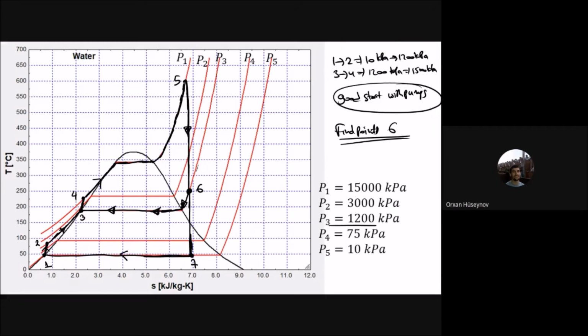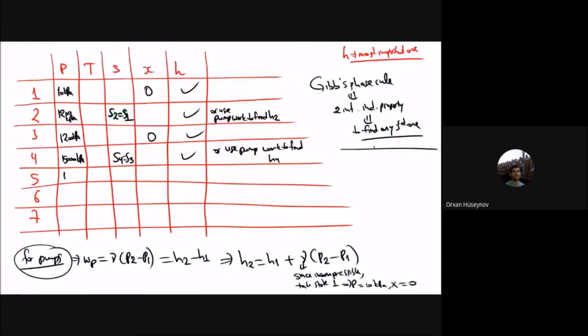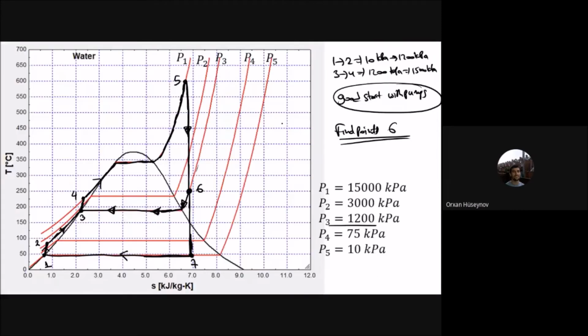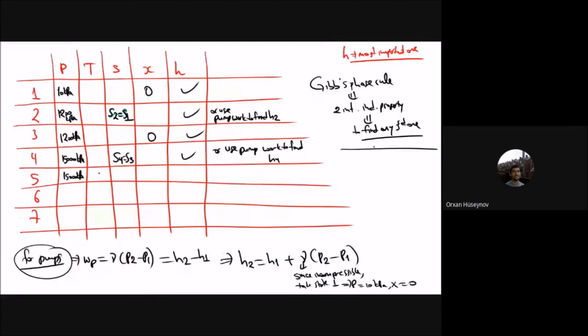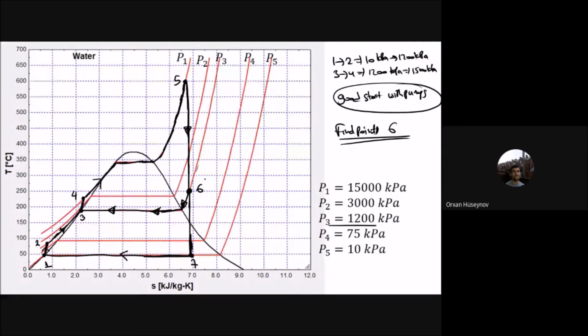Comes point 5. At point 5, I know the pressure, which is 15,000 kilopascals, and the temperature at 5, because it is 600 degrees Celsius. It's given in the question, so therefore I can find the enthalpy value here. You can see that all of the values are okay.